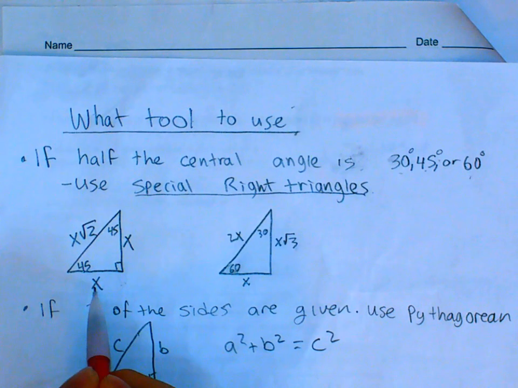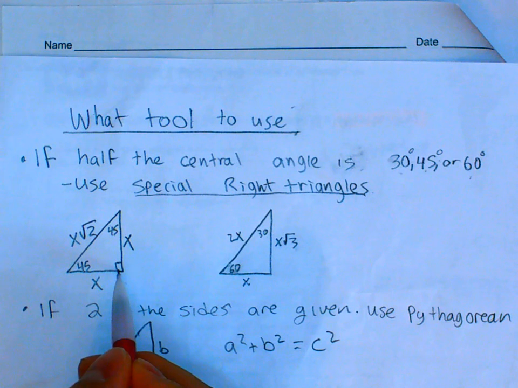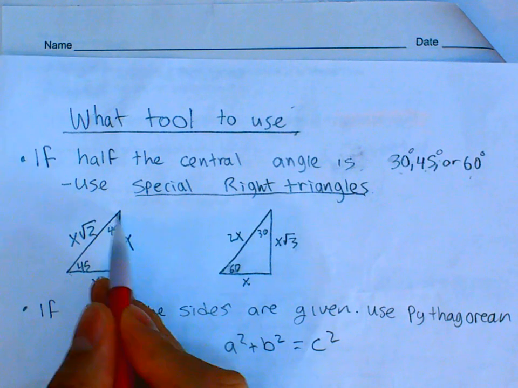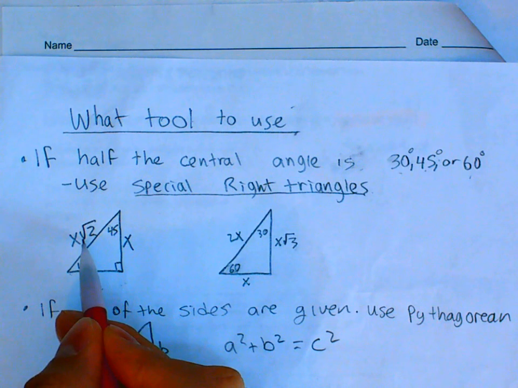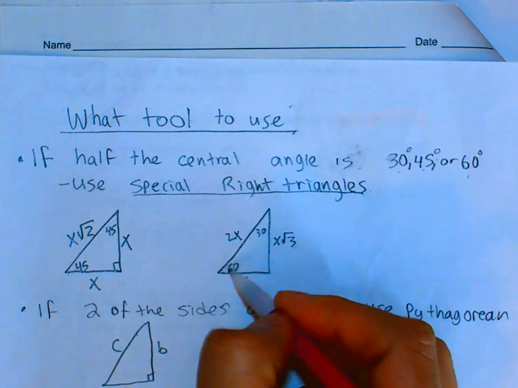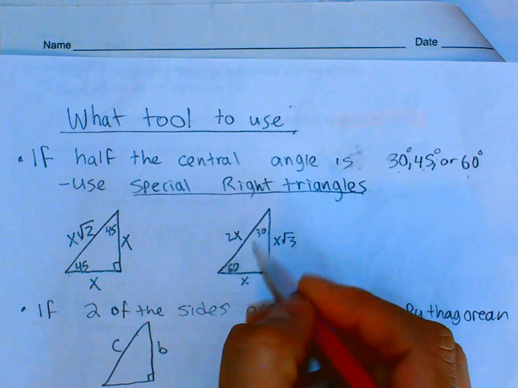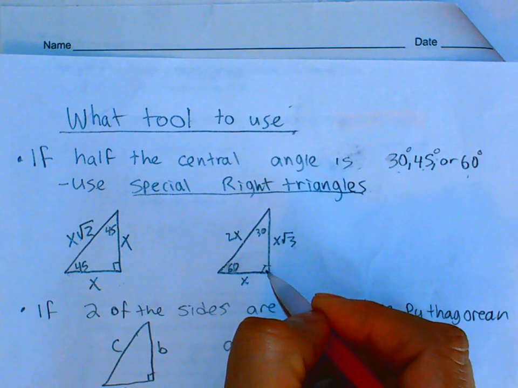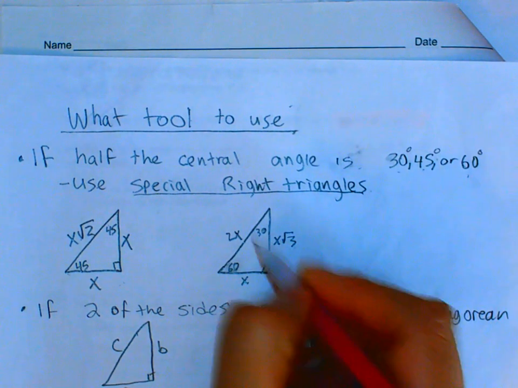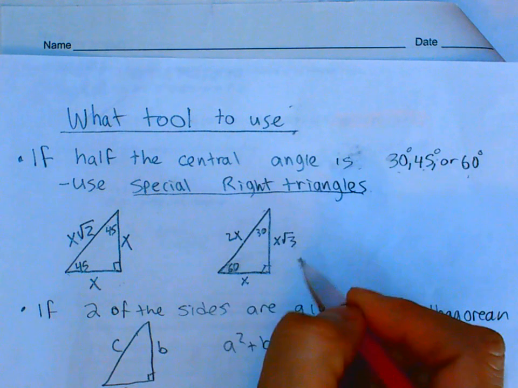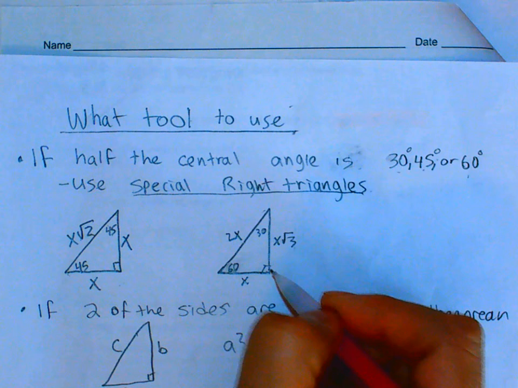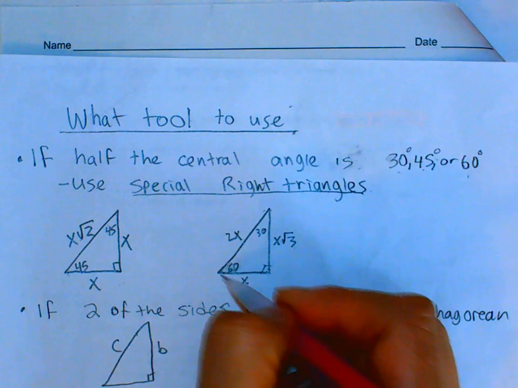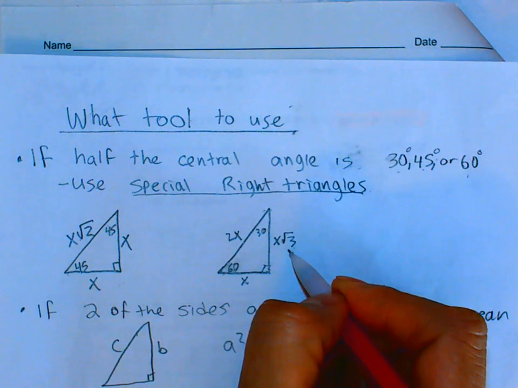It goes like this. In a 45-45-90 degree triangle, the legs are both the same length and the hypotenuse is x times radical 2. In a 30-60-90 degree triangle, the short leg is half of the long leg, and the short leg is half of the hypotenuse, and the long leg is the length of the short leg times radical 3.